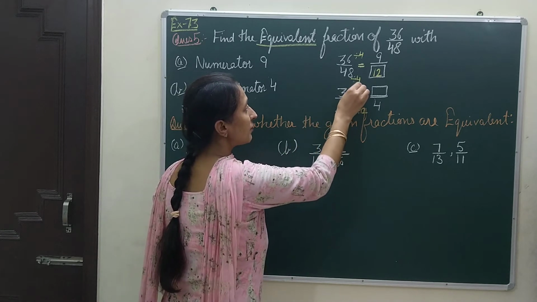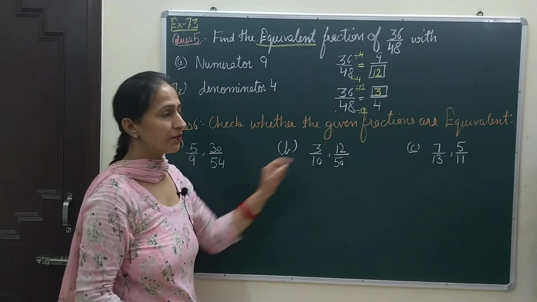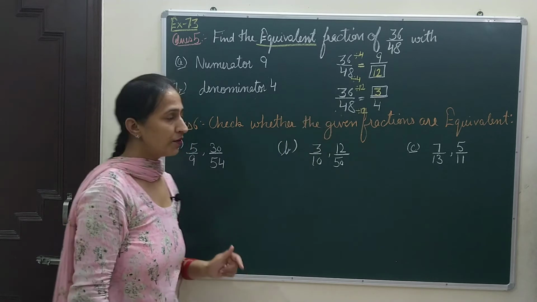By same number, I have to divide the numerator. And what I will get? 36 when divided by 12 will give me 3. So 3 by 4 is an equivalent fraction of 36 by 48.